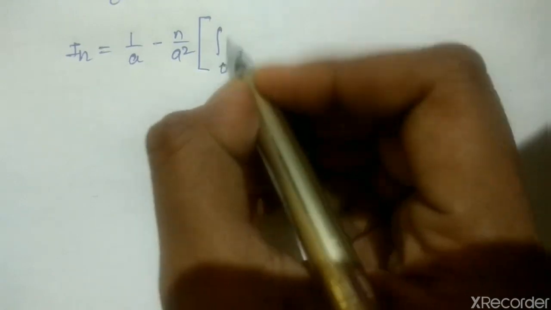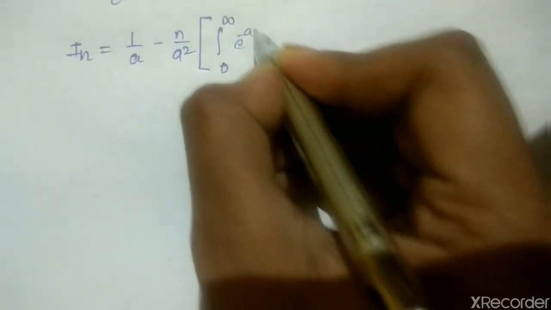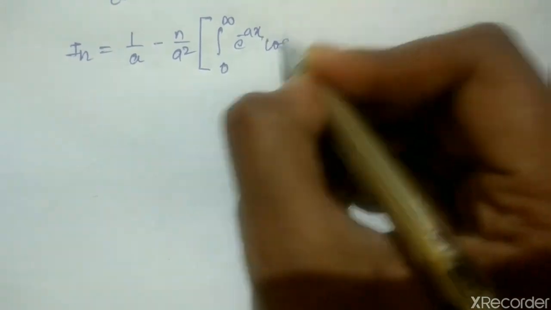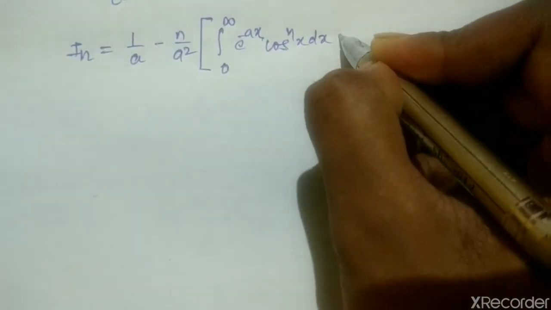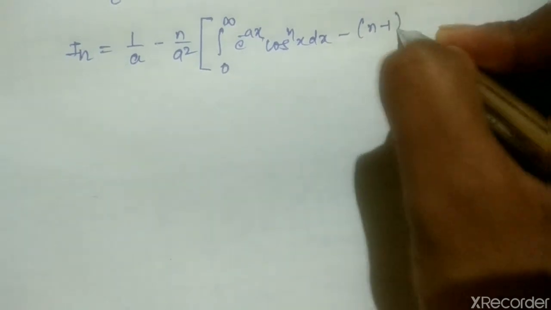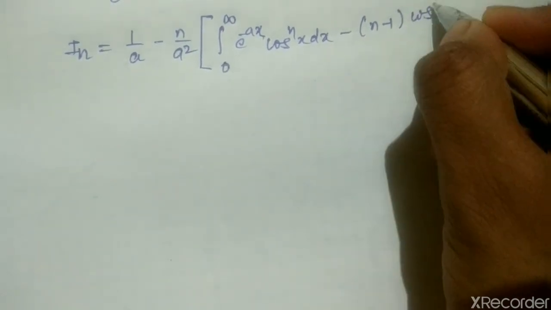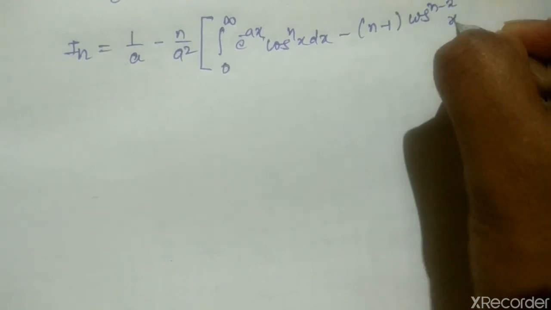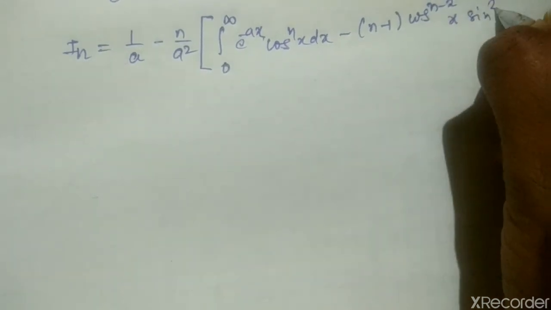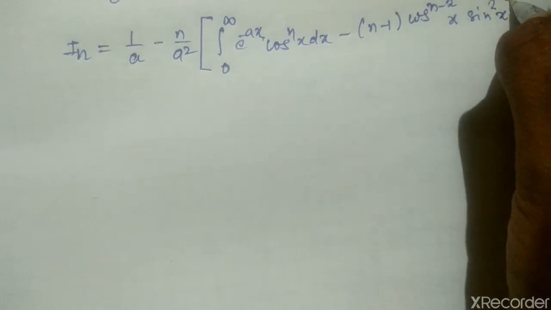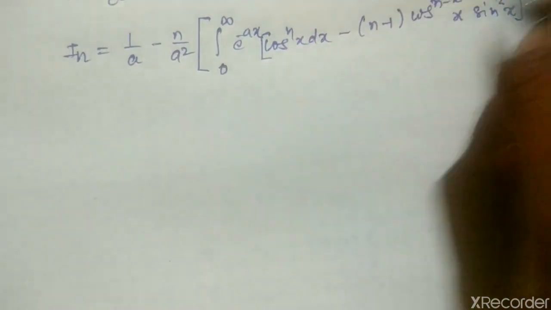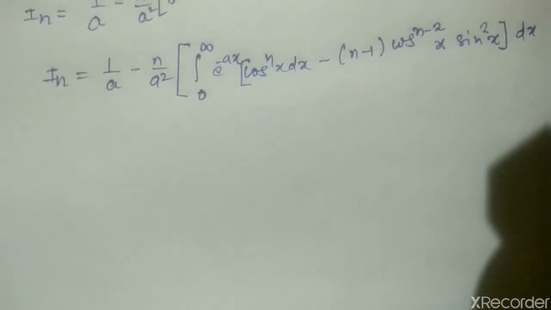Now after that, In becomes 1 by a minus n by a squared, then in the bracket we have the integral from 0 to infinity of e to the power minus ax cos nx dx, minus n minus 1 cos^(n-2)x sin squared x, in the bracket, and then dx.